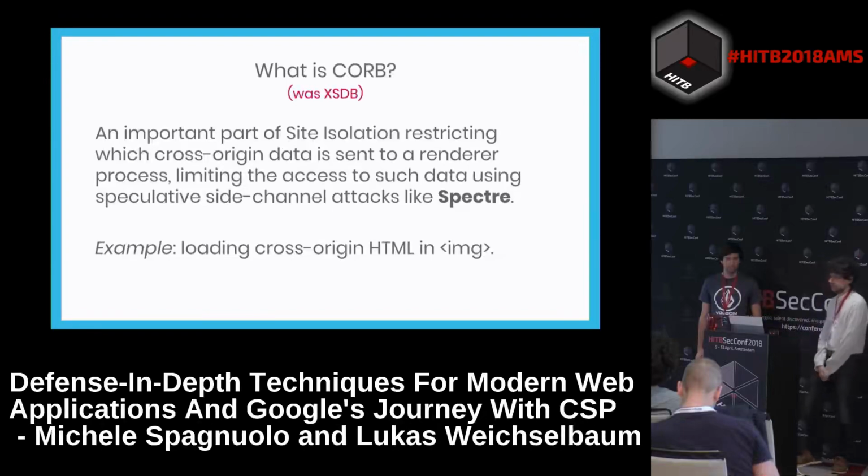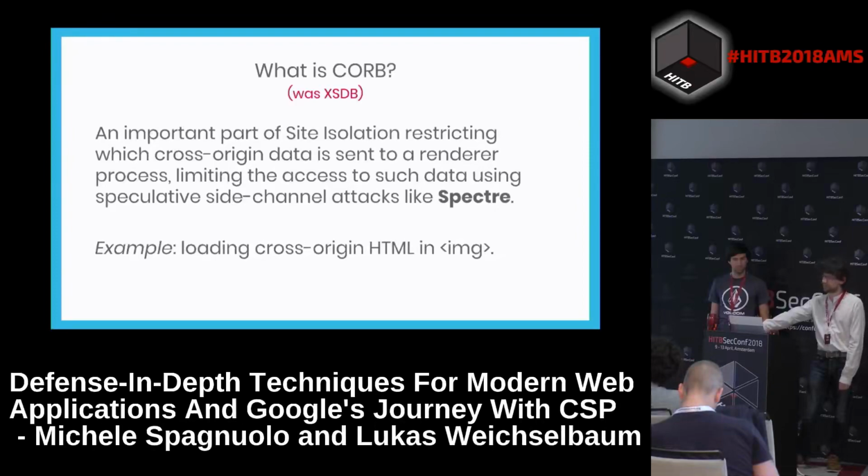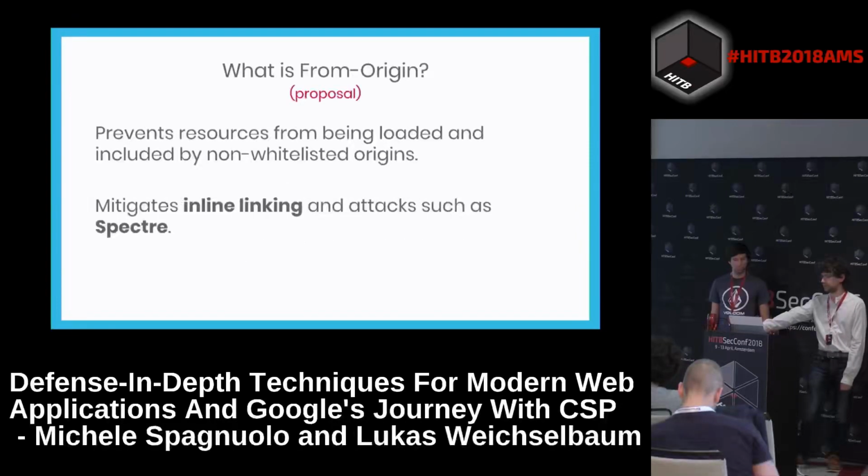What is CORB? CORB is an important part of site isolation that basically restricts which cross-origin data is sent to a renderer process, limiting the access to such data. An example is, if an attacker, as I said, tries to load a document, like an HTML file that he controls, in an image tag, that would be blocked with CORB. This is, as I said before, mostly for mitigating against speculative side channel attacks like Spectre. This will be enabled by default. It will be part of site isolation when site isolation is enabled.